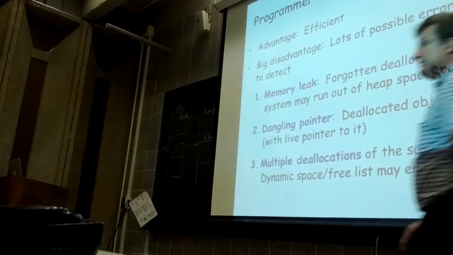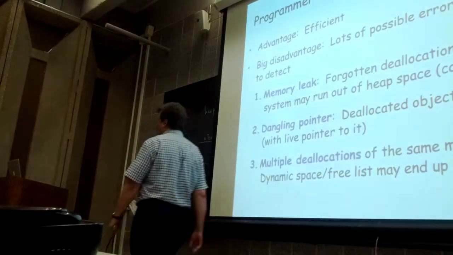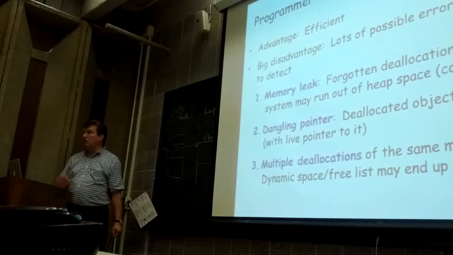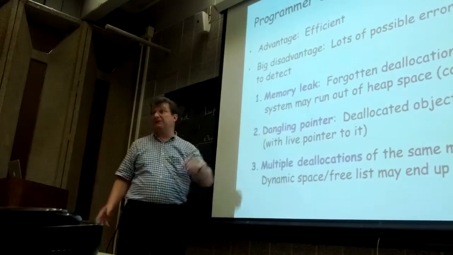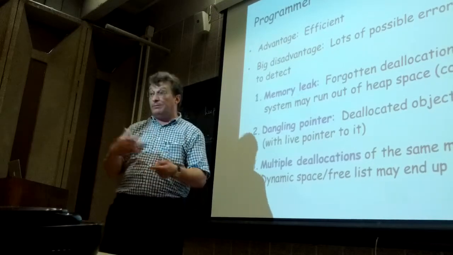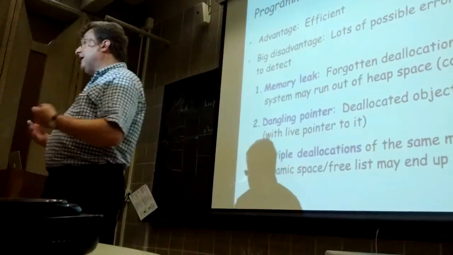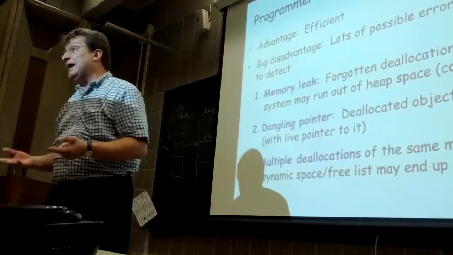In programming languages, what are the errors that you can make? One we already saw is the memory leak. You forgot to deallocate the object. If a memory leak is in a loop and you keep leaking memory, eventually you'll run out of space and your program will crash.